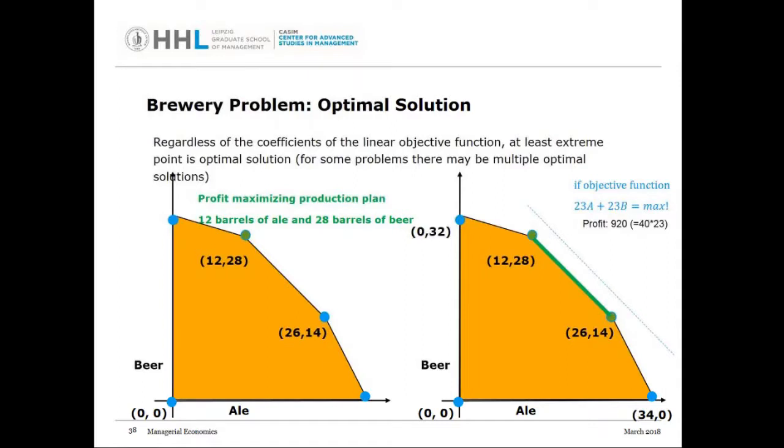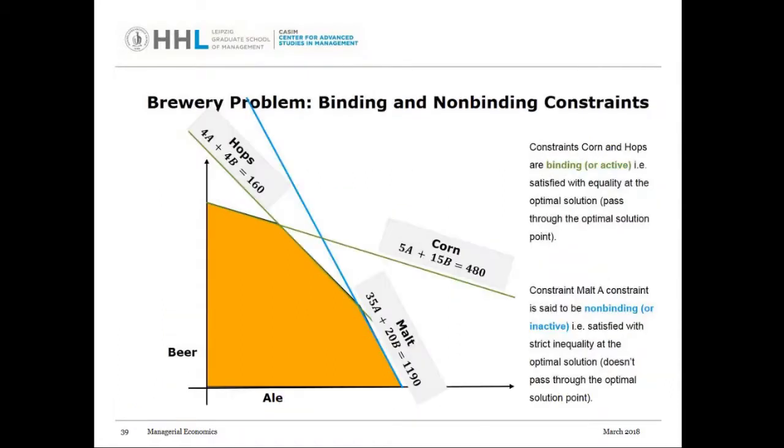There are some situations where the optimal solution will not be just one point, but there might be many production plans that are optimal, like in the case on the right hand side. I changed here the parameters of the objective function. So the profit from ale is not 13 anymore, but it's 23. So we changed the slope of the profit function, and the entire green area, so an infinite number of points, are all optimal. Okay, so this can also happen. Important to know, but this is the way this works.